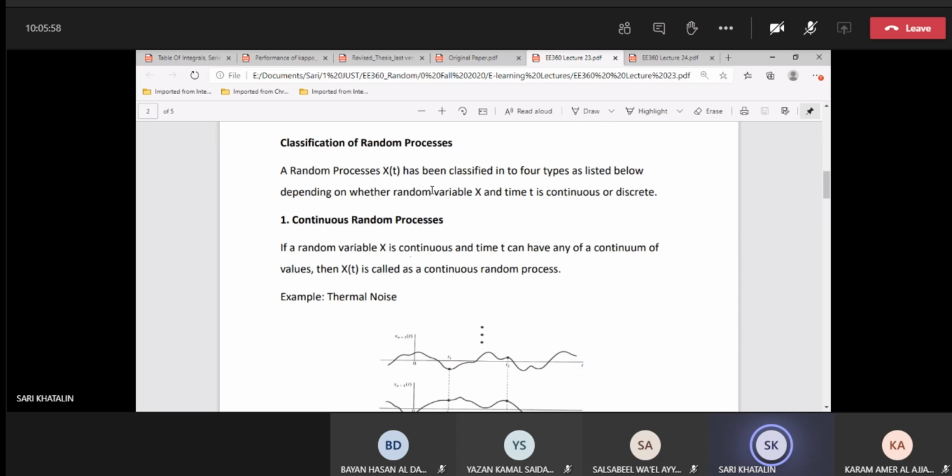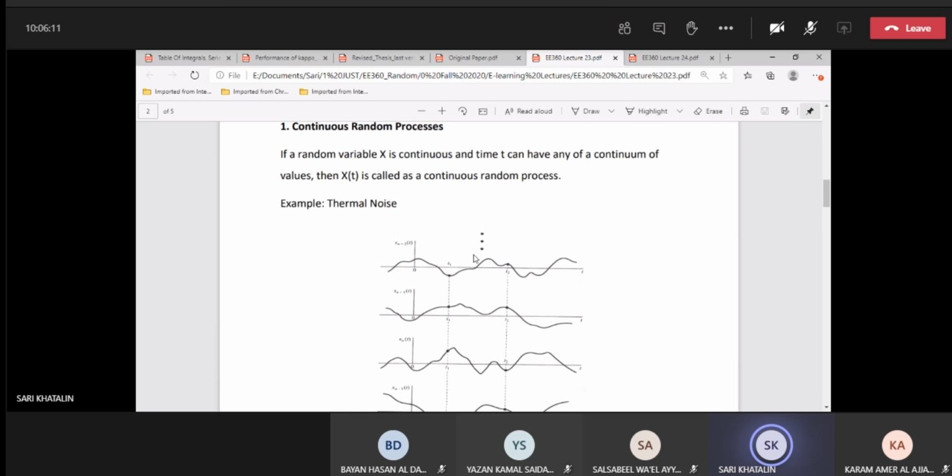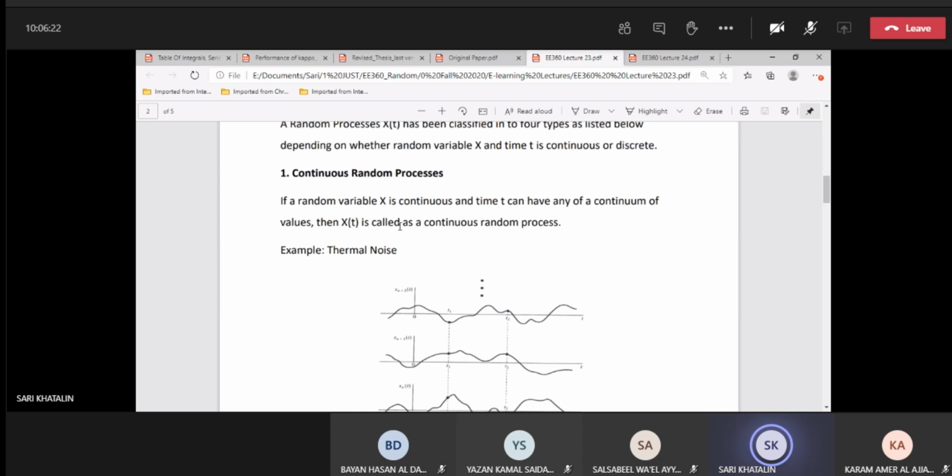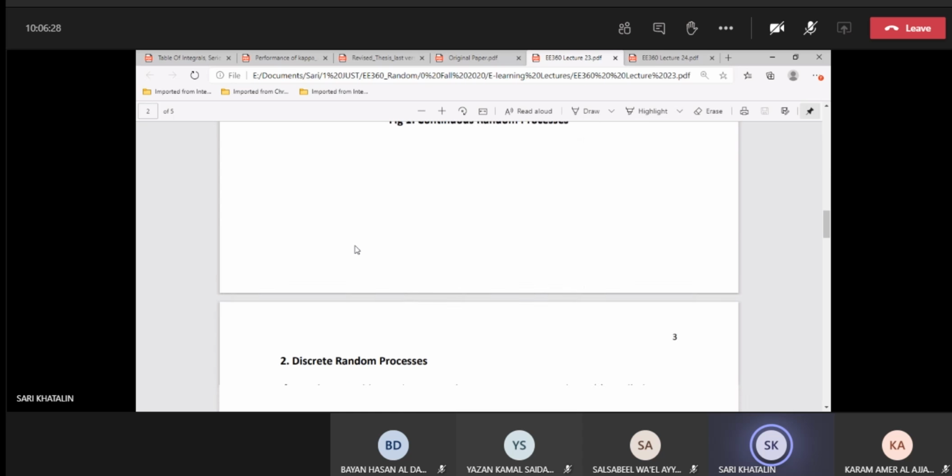Now, if both the random process and the time are continuous, then we would call this continuous random process, okay? If both of them are continuous, like this example here, the x and the t, the y-axis, which is the random process, and the t, both of them are continuous, then this random process is called continuous random process. So this is the first one.